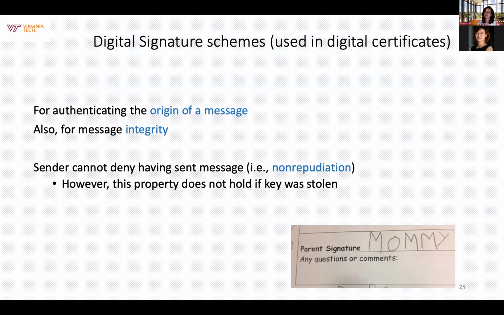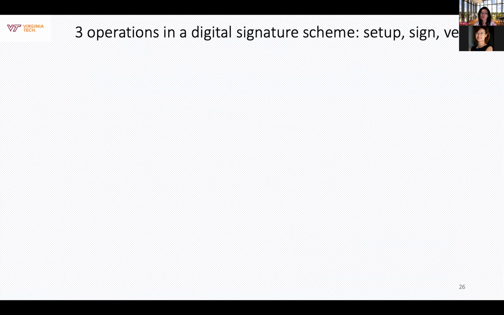A digital signature scheme, again, doesn't have to be RSA. It is for making sure the message is not tampered with, and also authenticating the origin, proving to people that this is indeed signed by Alice, signed by Bob, signed by the bank, and so on. People cannot forge the signature unless they steal the key. There are three operations: key setup, sign, and verify.